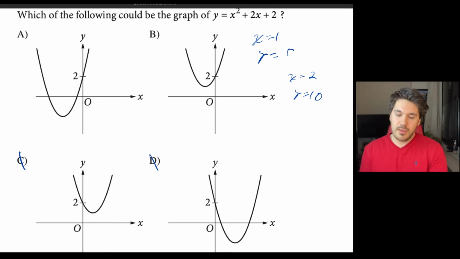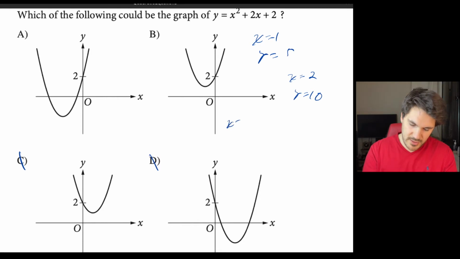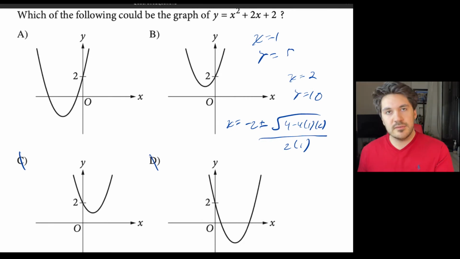Cool. So that's no problem. Now we are left with A and B. The main difference between A and B is whether or not it crosses the x-axis. So we could quickly test this out using the quadratic formula. x equals negative b, so negative 2, plus or minus the square root of b squared minus 4ac. I'm just going to do it quickly. That's 4 minus 4 times 1 times 2, all over 2 times 1. And now we see in the square root that we have 4 minus 8.